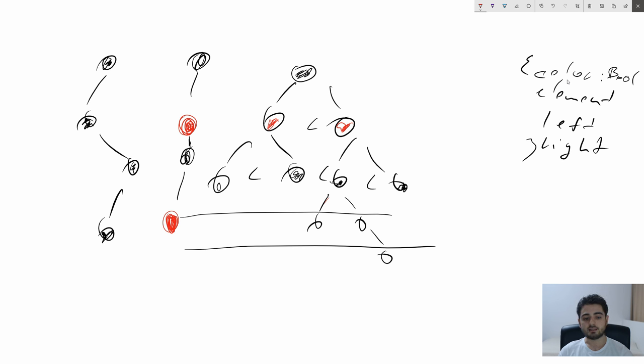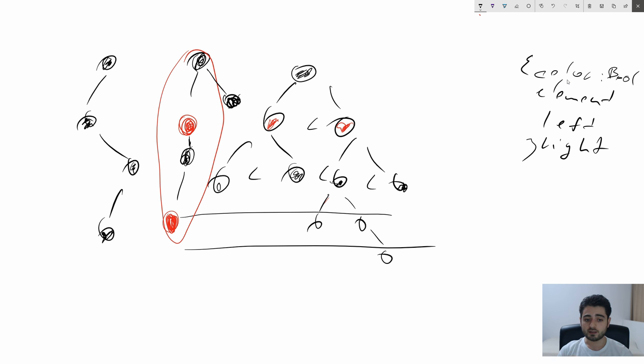So the idea is that the longest possible path is the one where the black and red nodes are alternating, so there's black, red, black, red, black, red. It is maximum twice as long as the path with only the black nodes. So in a tree with this structure, the smallest path will be one with only two black nodes. You have five rules that make sure that the length of this path will remain like this, and if it remains like this, then the tree is going to be balanced.